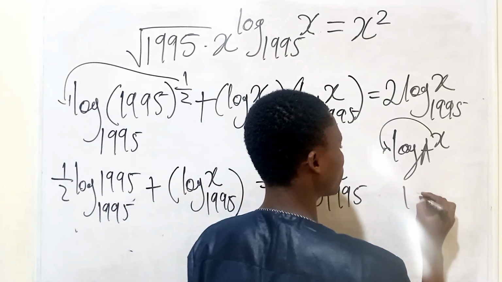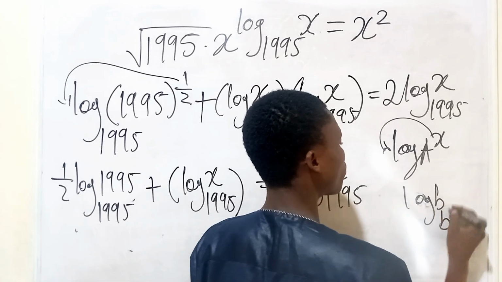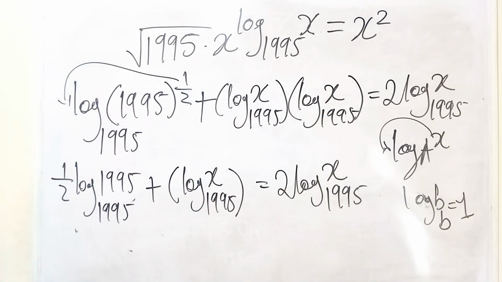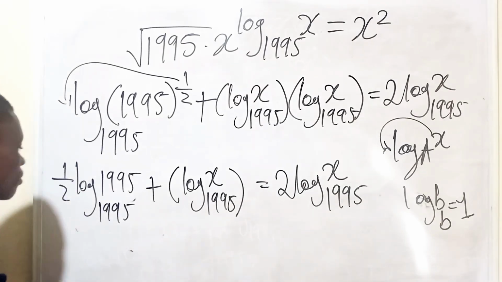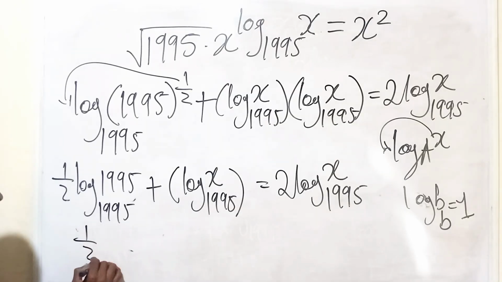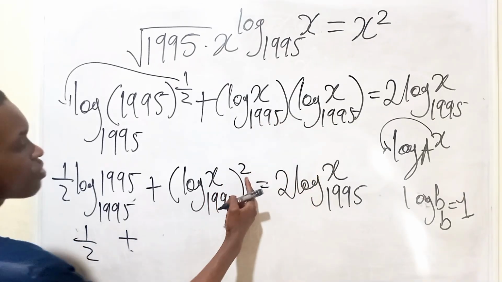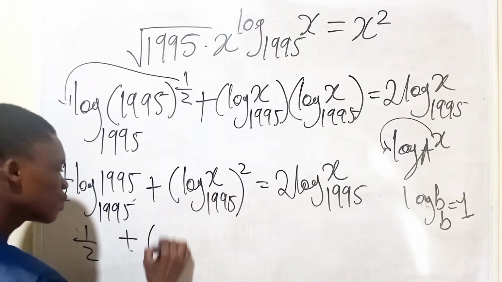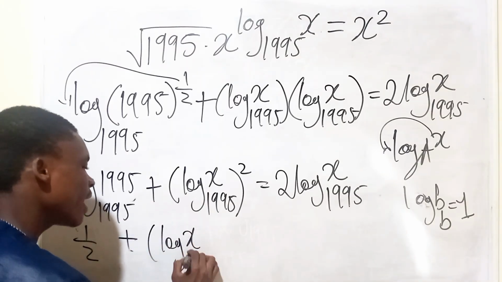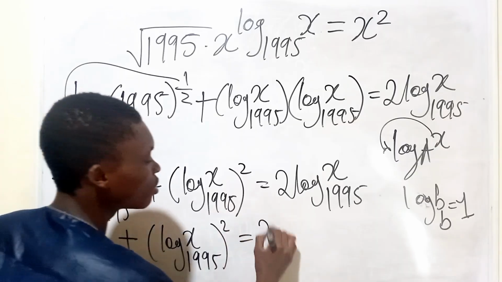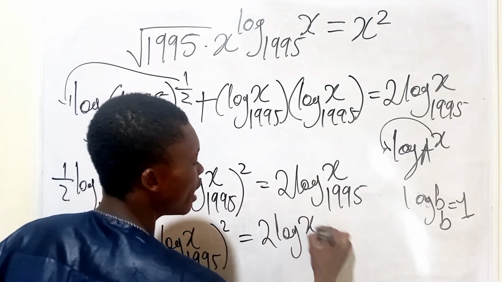Clearly here we have the value of 1, because if the log and the base are the same, if we have log b base b, the result is 1. So this is just 1 over 2, plus log x base 1995, all squared, equals 2 log x base 1995.